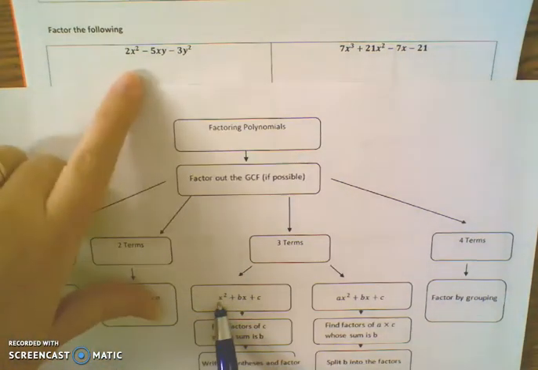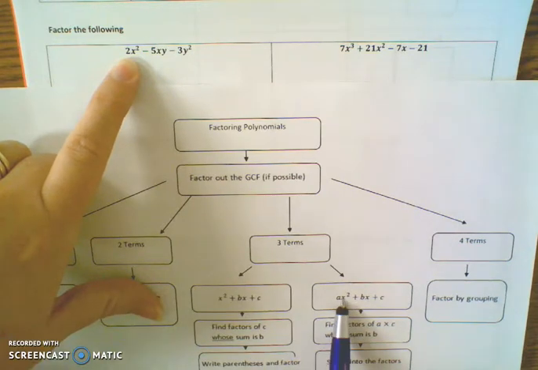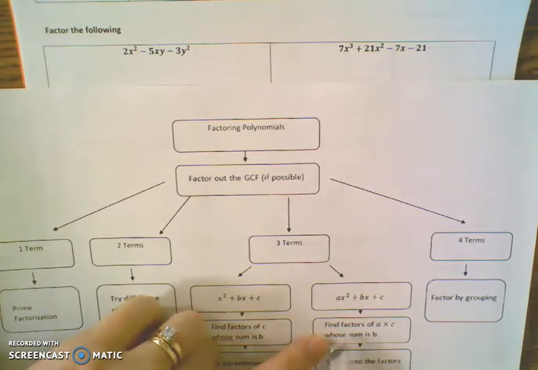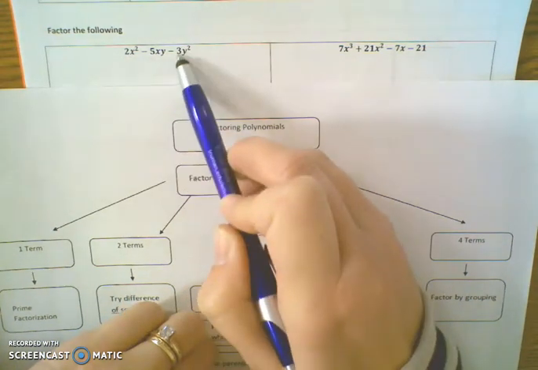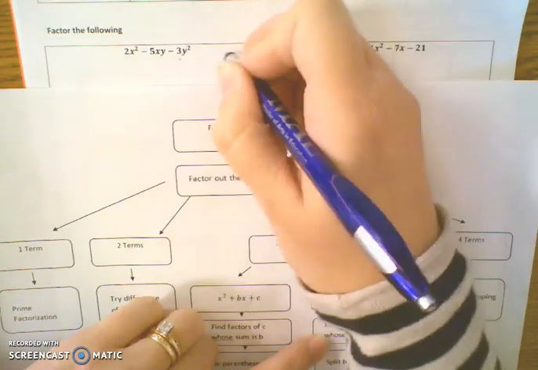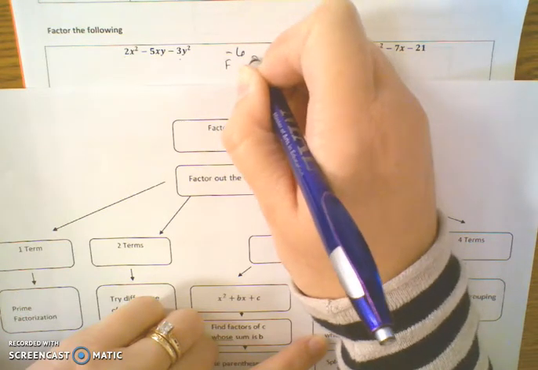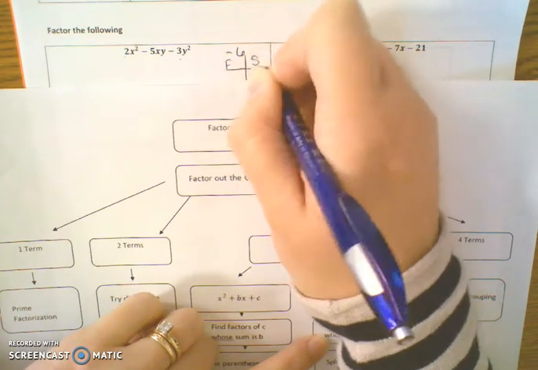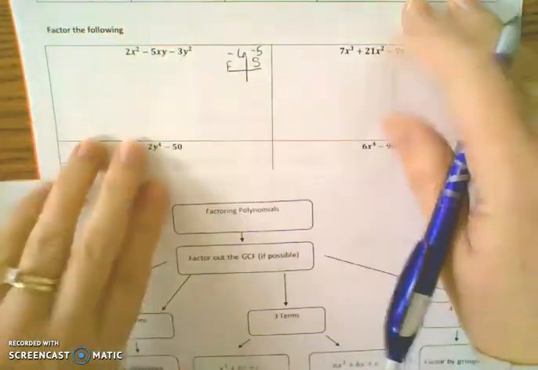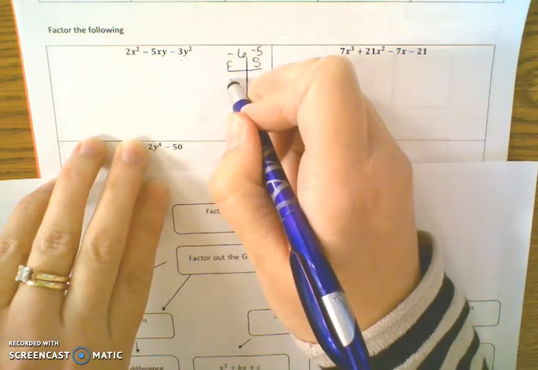This is for if there is a number in front of x. So there is a number in front of x, so we're going to find the factors of this number times this number. So 2 times -3 is -6, so we want the factors of -6, and we want our sum to be -5.